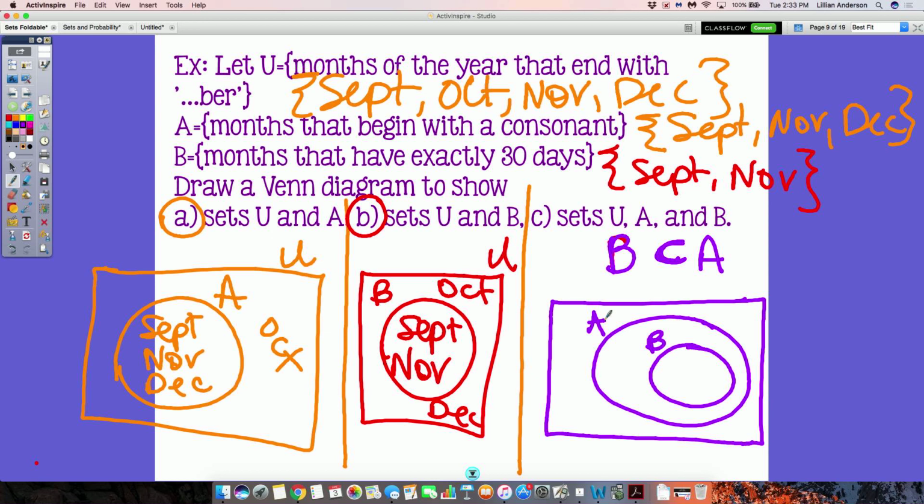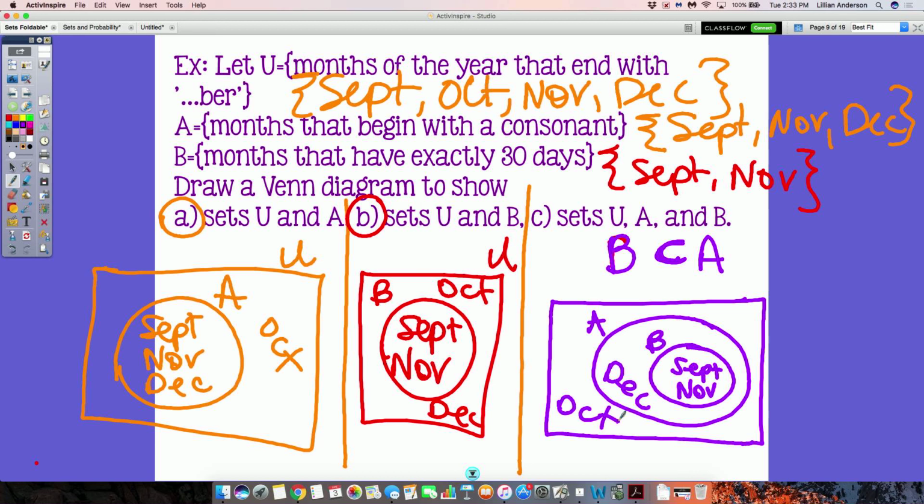Would a regular subset be a Venn diagram? A regular subset would actually be just two overlapping circles, because that means every element in one is in every element of the other. So it would be the same circle. So September and November go in B, and since B is inside of A, that means September and November are also in A. December is in A, but it's not in B. And October is in the universal set, in neither A nor B.